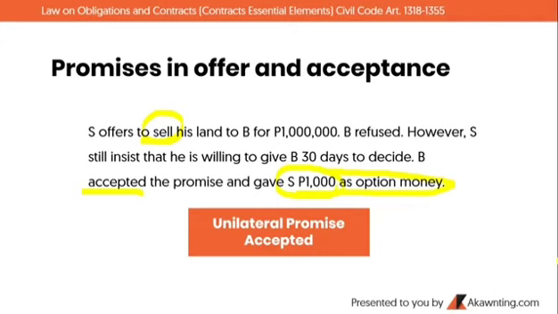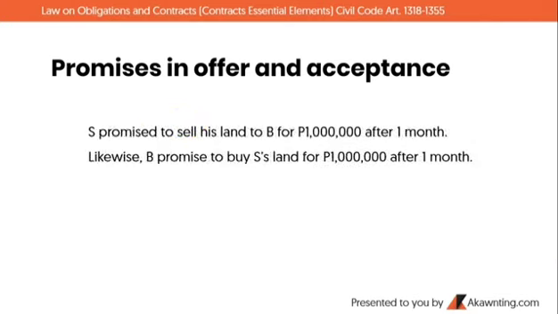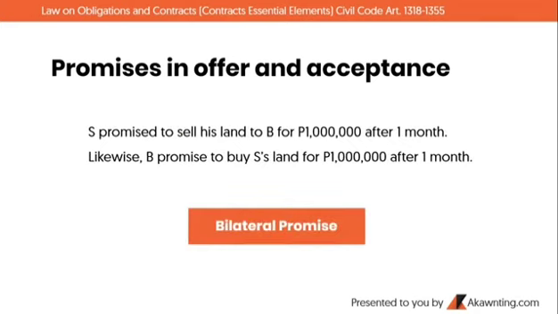Okay? Wherein, si B, meron siyang option whether to purchase, okay, the said land within 30 days. So, kapag naglaps na yung 30 days, mawawala na yung kanyang right dun sa option contract. Okay? So, yun po yung tatandaan nyo when it comes to unilateral promise accepted. Okay? Tignan nyo muna kung meron bang consideration or wala. Okay? So, last, punta tayo dun sa bilateral promise naman.